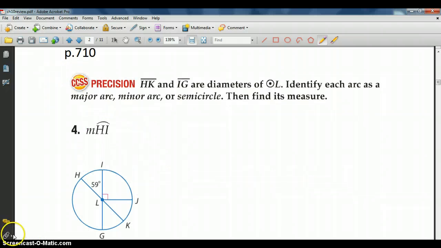Next problem is from page 710. We're looking at problem number 4. HK and IG are diameters of circle L. Identify each arc as a major arc greater than 180, minor arc less than 180, or semicircle equal to 180. Then find its measure. So if we want the measure of arc HI, that's obviously less than a semicircle, so that is a minor arc.